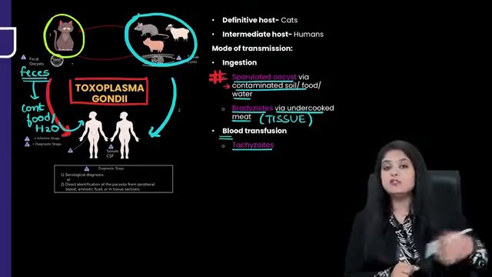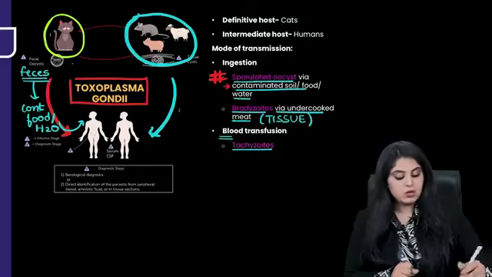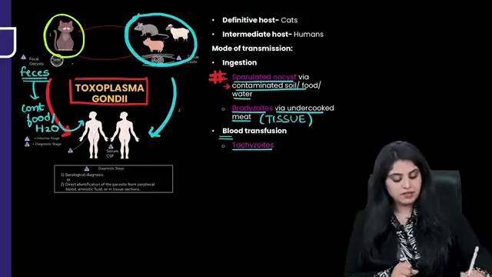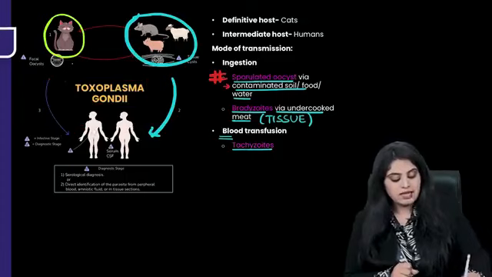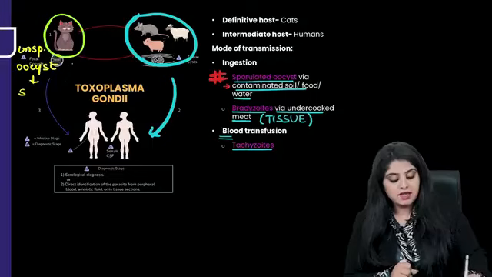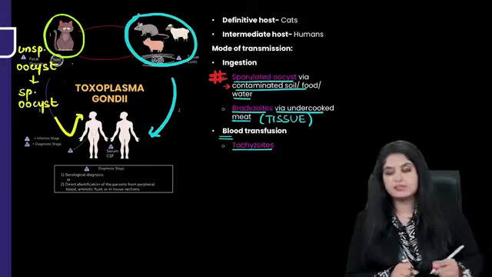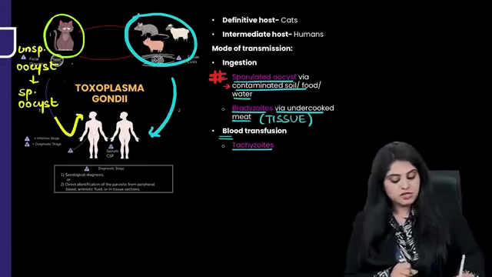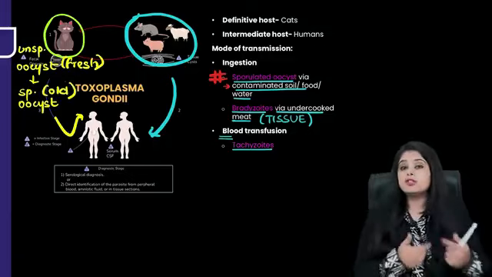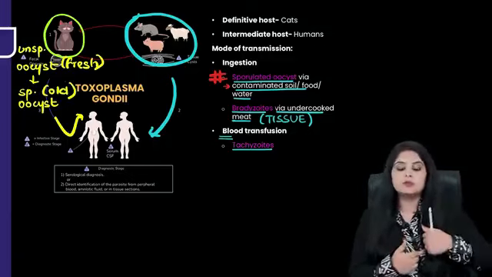Now if they say unsporulated oocyst, please note what the cat actually passes. I'll write this once again. What the cat actually passes in the feces is unsporulated oocyst. Then it takes some time in the environment to form a sporulated oocyst, and that is what is going to come to us. So if they ask you, is fresh cat feces infective? No, the fresh one is not infective. It takes a few days for that sporulation to occur in the environment and then it comes to us.